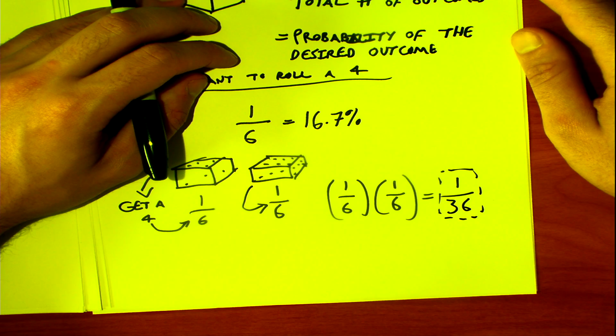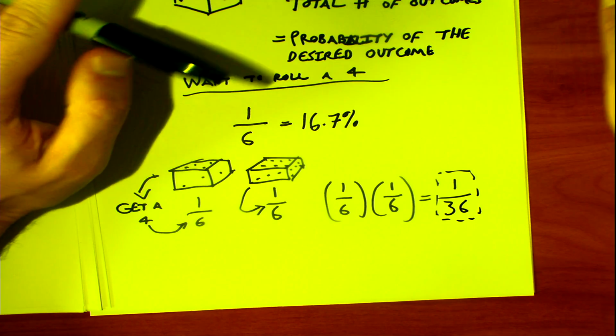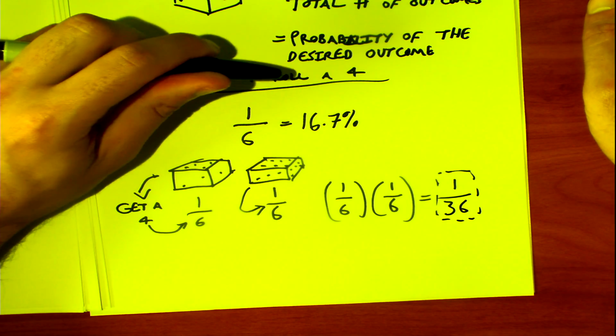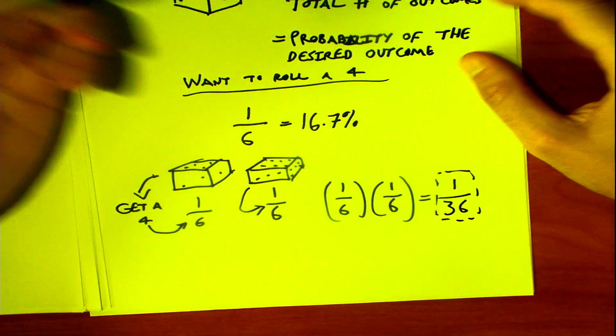Whoever wants to start, I don't really care. Were you talking about the probability of rolling just one 4? Rolling a 4 on both die. Oh, yeah, then it makes sense. Cool. I thought you meant just one. Nope. Okay, so it makes sense.